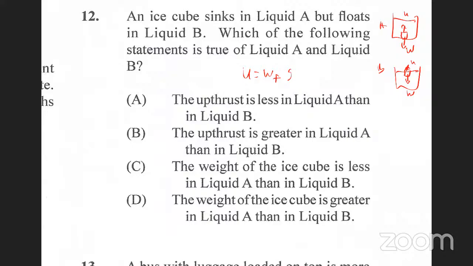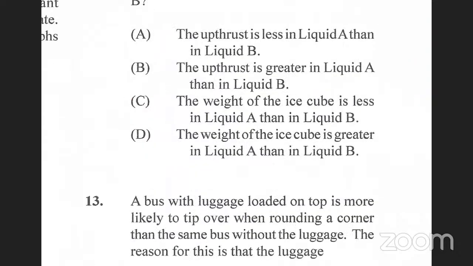The weight of the ice cube is less? Well, the weight of the ice cube wouldn't change, right? So which upthrust is bigger? Obviously, the upthrust in B, right? So we got A: the upthrust is less in A than in B. You have to be careful with the wording, right?